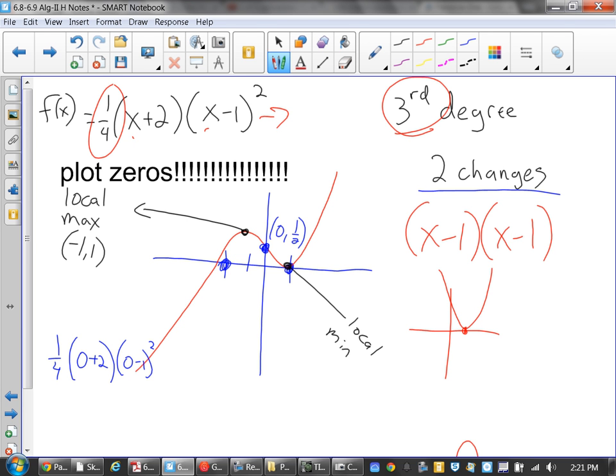Now, do I need to use the calculator to figure out my local minimum for the one where it touches the x-axis? I don't need to use my calculator here because if you think about it, this was the change of direction. That point is the localized minimum. It's where it changes direction. It's at 1, 0.